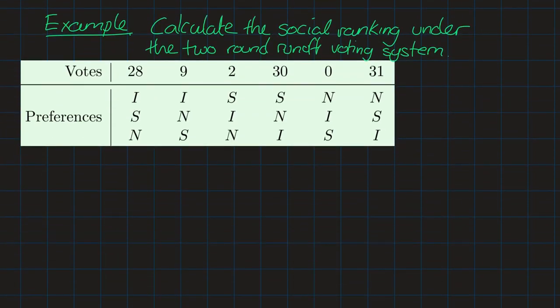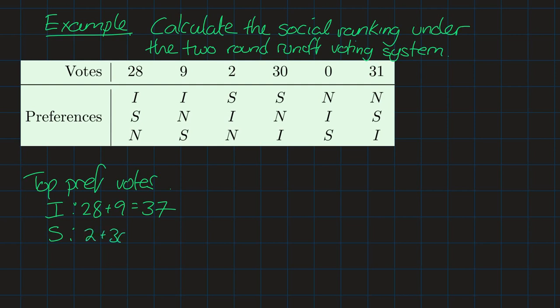So let's look at some examples. Calculate the social ranking under the two-round runoff voting system. Okay, so as the definition says, the first thing we're going to do is work out round 1: who got the most top preference votes and who got the second most. Well, I got 28 plus 9, which is 37. S got 2 plus 30, which is 32. And N got 0 plus 31, which is 31. So what does this mean? This means that we eliminate N. Okay, so we eliminate N because N got the fewest votes.